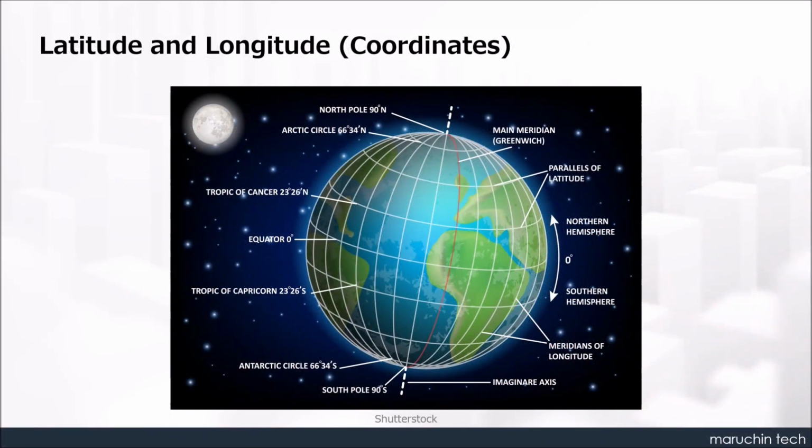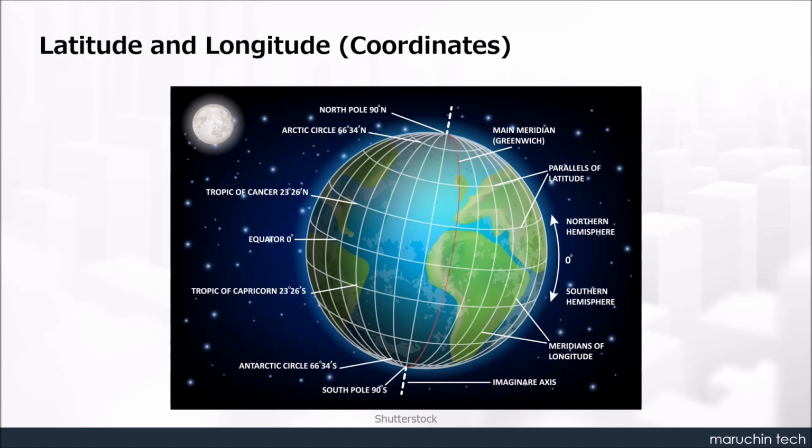First, locations on Earth are represented by latitude and longitude. Think of latitude as the y-axis, representing north and south. The equator is defined as 0 degrees. Moving towards the North Pole, it increases to 90 degrees north. Conversely, 90 degrees south is the South Pole.